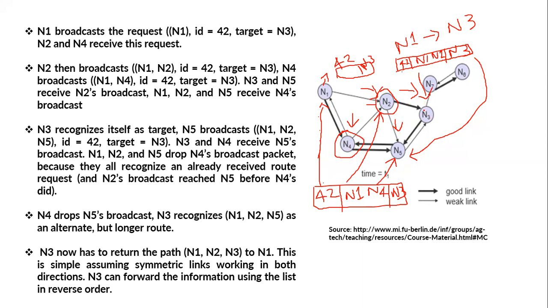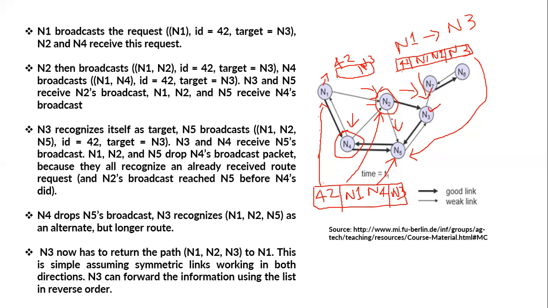So when the packet reaches N3 from N2, N3 will know this is the target. N3 will just follow the algorithm. First, it will check whether it's a duplicate packet. No, it's not a duplicate packet. Is this the destination? Yes, this is the destination. So the packet has reached the target. That's it, done. It will stop here.